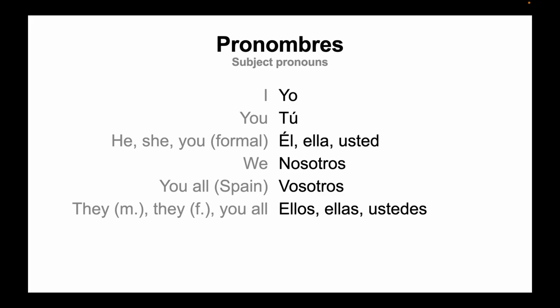Nosotros, vosotros. It means you all and is used in Spain. Ellos, they, masculine. Ellas, they, feminine. Ustedes means you all and it's used everywhere else except in Spain. Otra vez, repite conmigo. Yo, tú, él, ella, usted, nosotros, vosotros, ellos, ellas, ustedes.